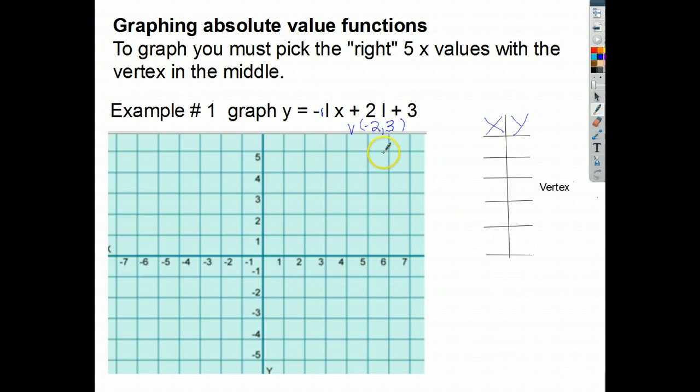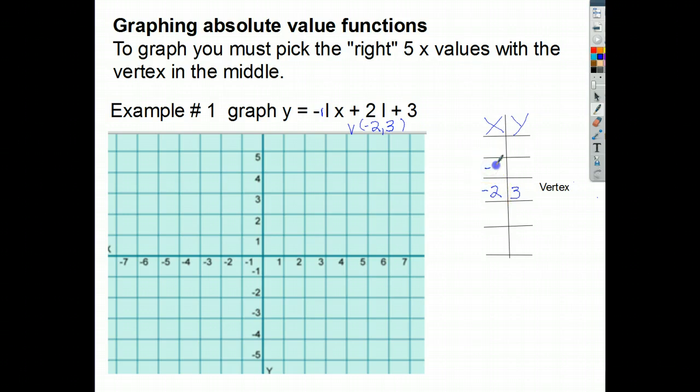Okay, so if we're going to graph this thing, we want the vertex to be in the middle. So I'm going to put the coordinates of the vertex in my 5-point chart over here, -2, 3. And then I'm going to pick the x values that are the 5 correct x values. So what I want to do is count up by ones from -2. What's 1 bigger than -2?